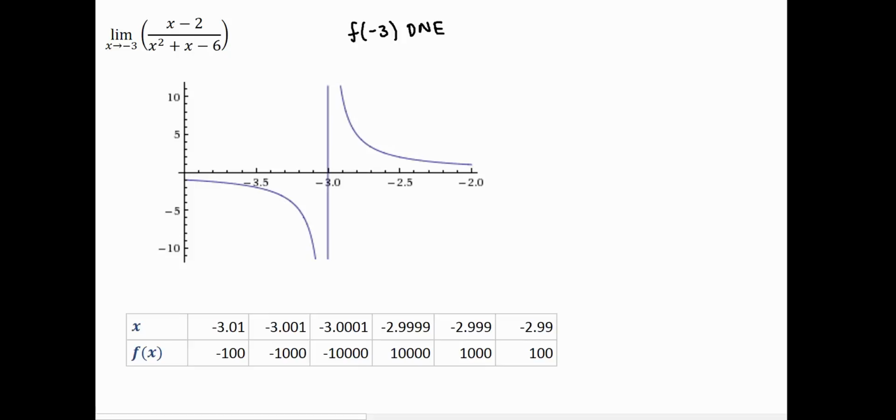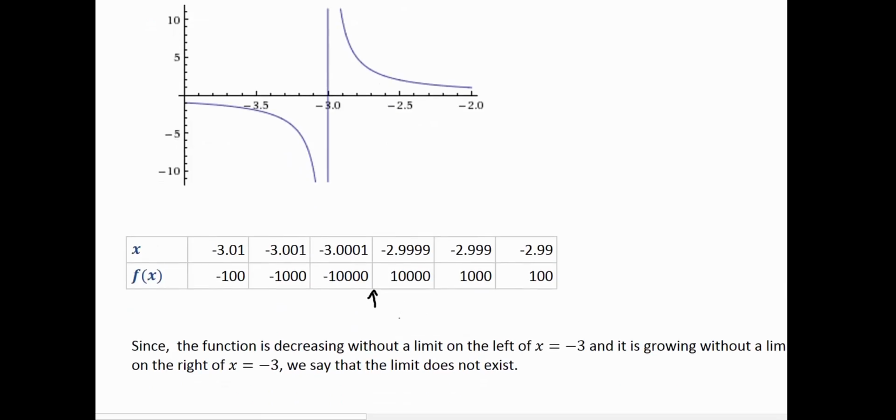This thing is going to behave asymptotically, and it's going to grow and go towards negative infinity as x goes to negative 3 from the left. But when you come to the right side, as you get closer to negative 3, you're going to be going to positive infinity. So in the middle here, the closer and closer you get to negative 3, the wilder the leap is going to be. That is telling you that there really is no limit.